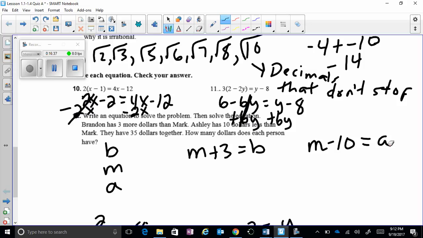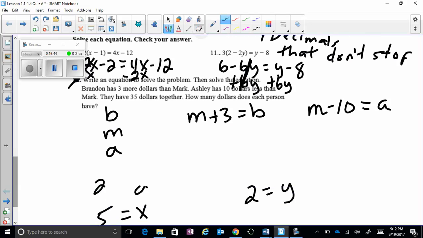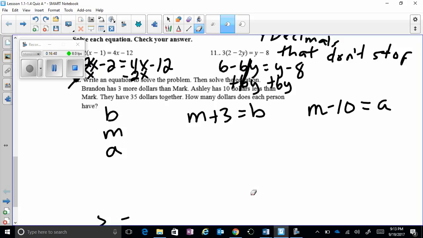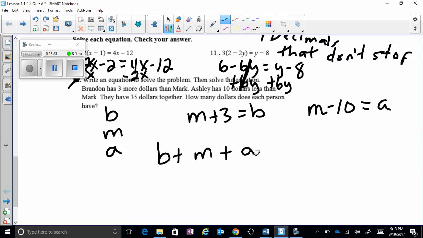And then they have $35 together. So I know that if I were to add all 3 of the Brandon, Mark, and Ashley together, it's going to equal 35. So this is going to be our substitution. In order to solve an equation, we cannot have 3 different variables. We can only have 1 variable. So I already have b in terms of m.